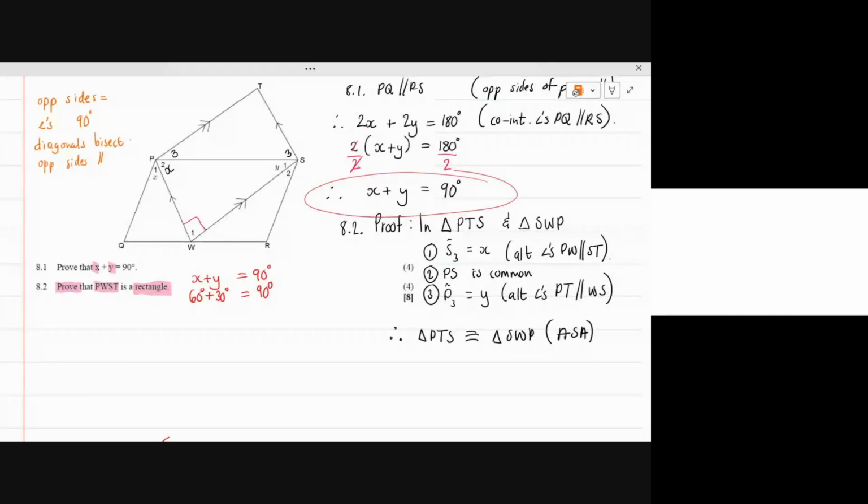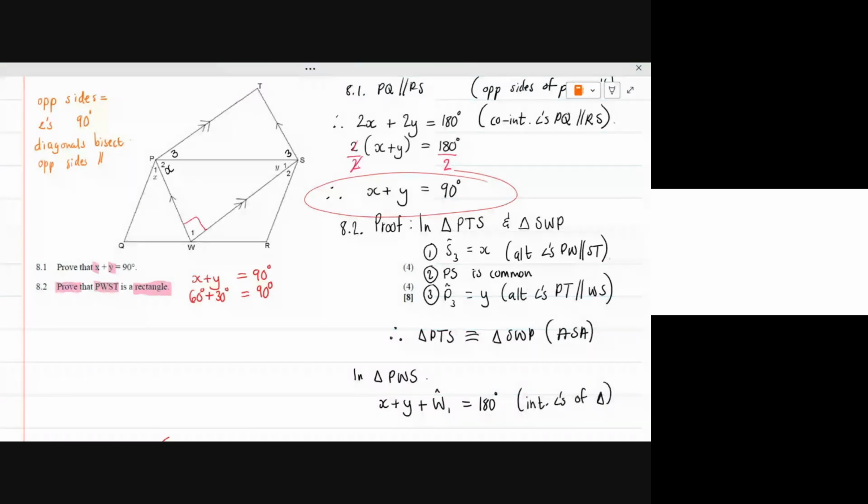Okay, all right. So I can then say, in triangle PWS, x plus y plus W1 must equal, how much must those three equal? X plus y plus W1 must equal 180 degrees. Lovely. And our reason there is because of the interior angles of a triangle.